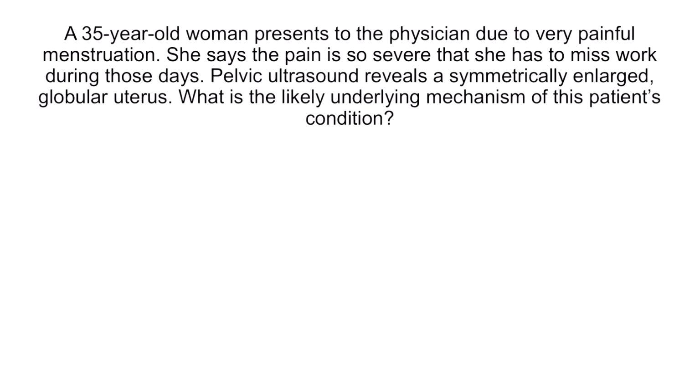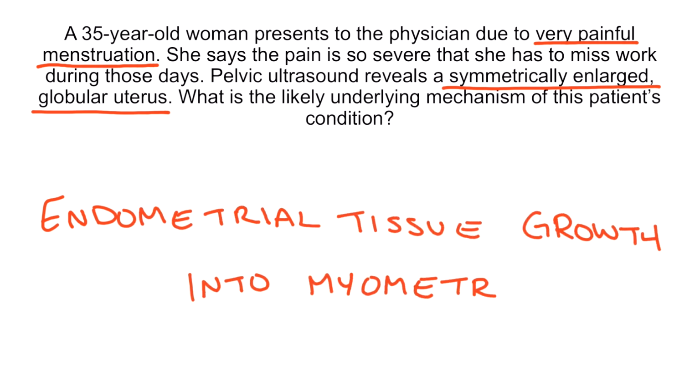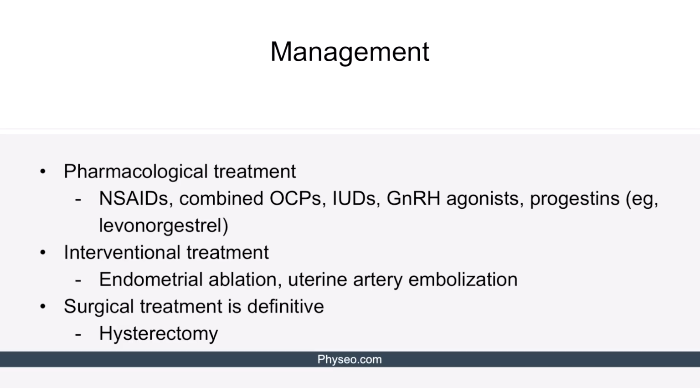All right, this patient with very painful menstruation and a symmetrically enlarged globular uterus on ultrasound most likely has adenomyosis. And as we just learned, this is a condition where endometrial tissue grows into the myometrium. Okay, moving on to management.